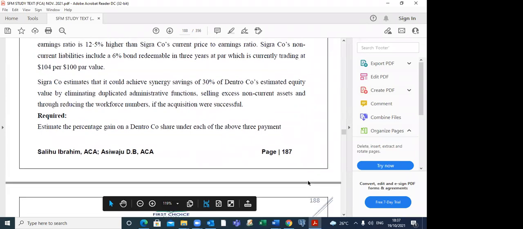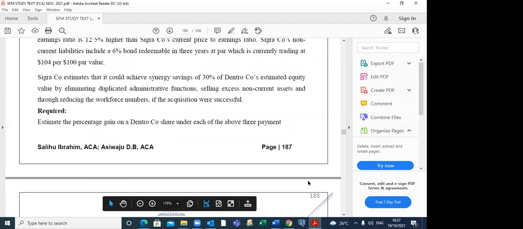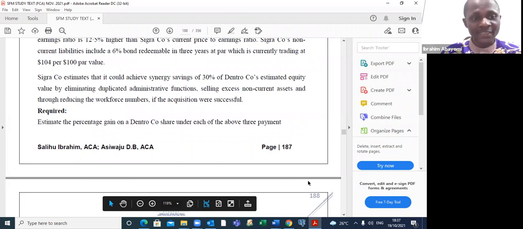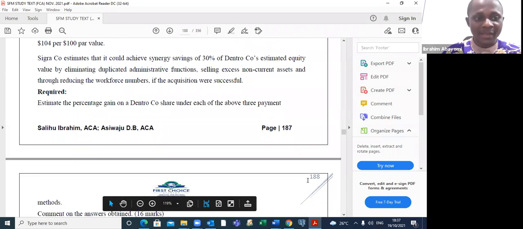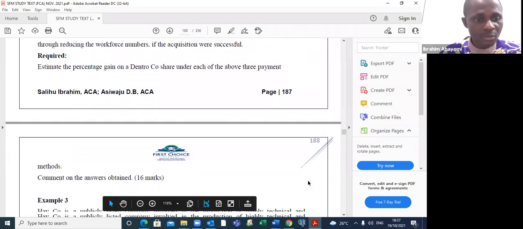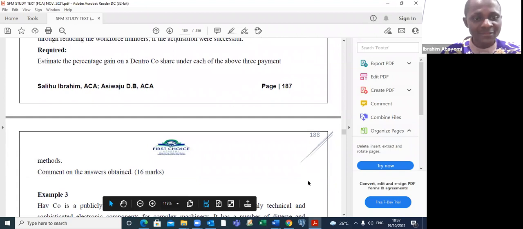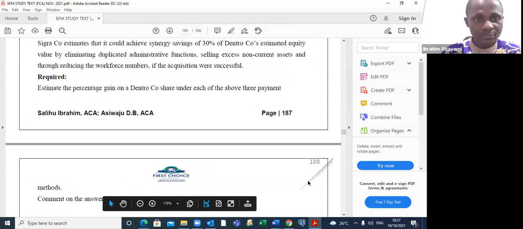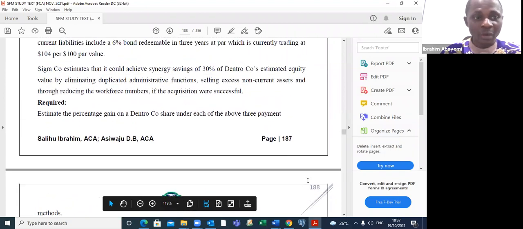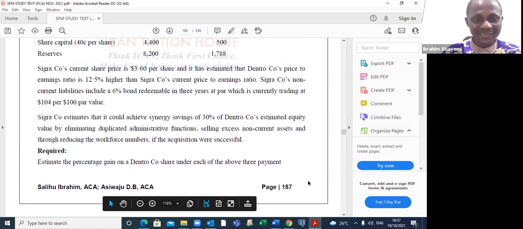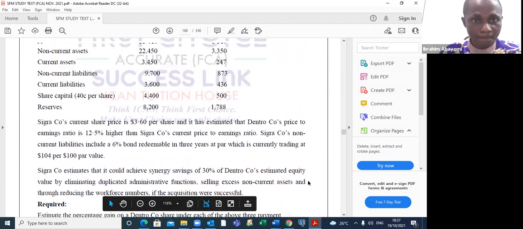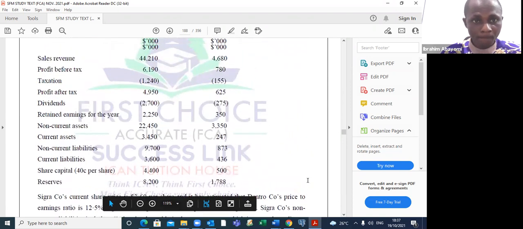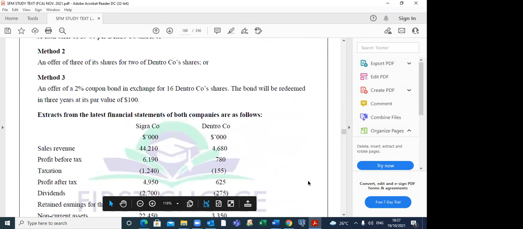So, welcome. Let's look at the requirement of this question. Estimate the percentage gain on a Dentroco share under each of the above 3 payment methods. Comment on the answers obtained. The comment is short, but the solution is very long. So let's see.